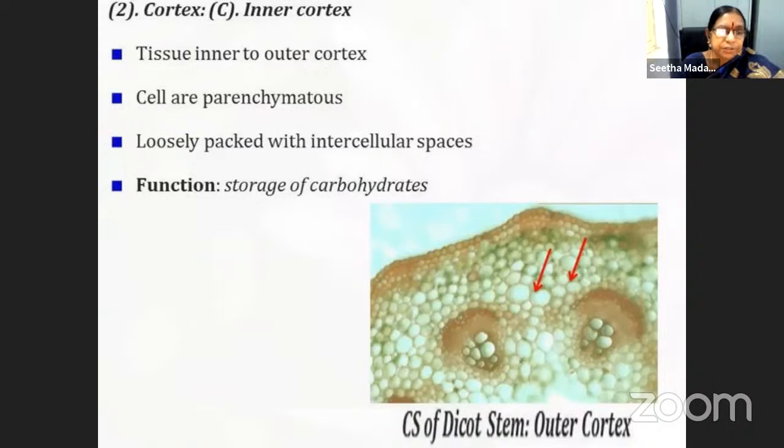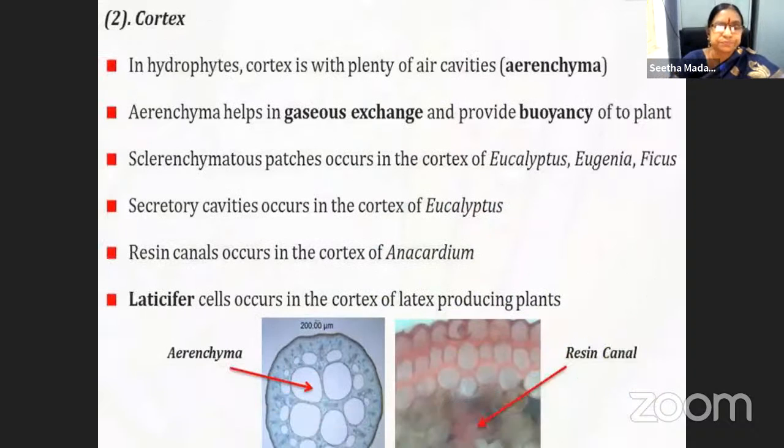Then the inner cortex, the next part, is shown with arrow marks. The cells are parenchymatous. They are loosely packed with intercellular spaces, and the function is storage of carbohydrates. After photosynthesis, carbohydrates are produced. They are stored in this inner cortex.